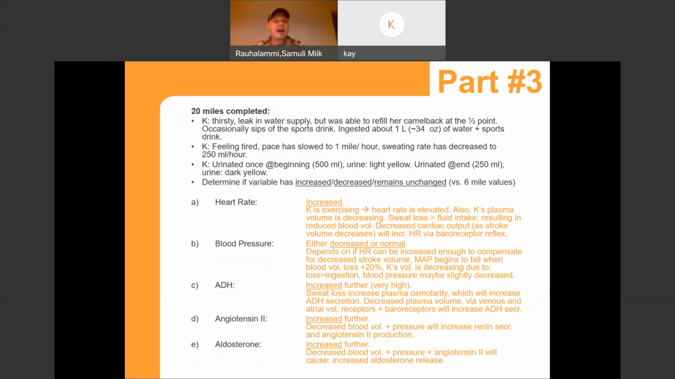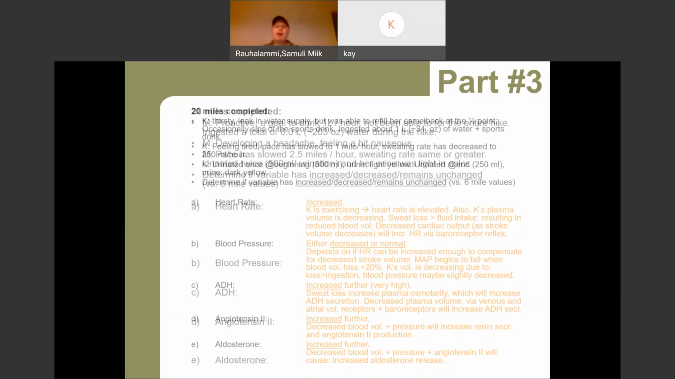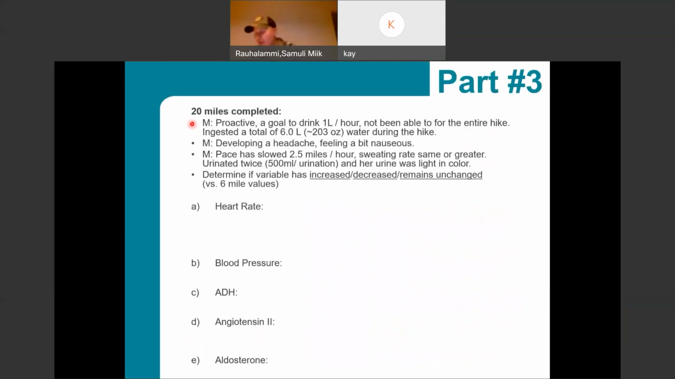So about 20 miles in. What we're seeing with Maria is that she was very proactive. She read that dehydration is one of the big concerns when hiking for long periods of time. So she set out on this hike with a mission: I'm going to drink a lot of water.